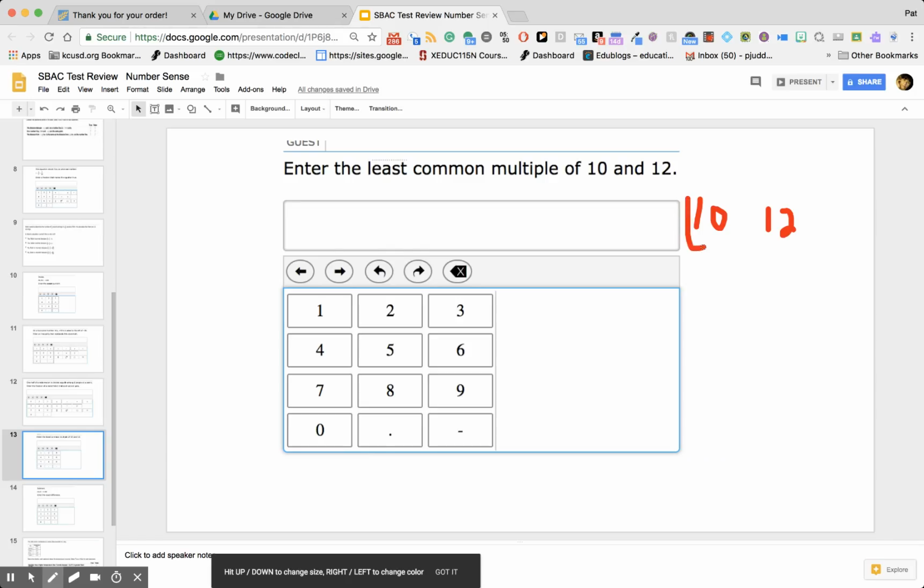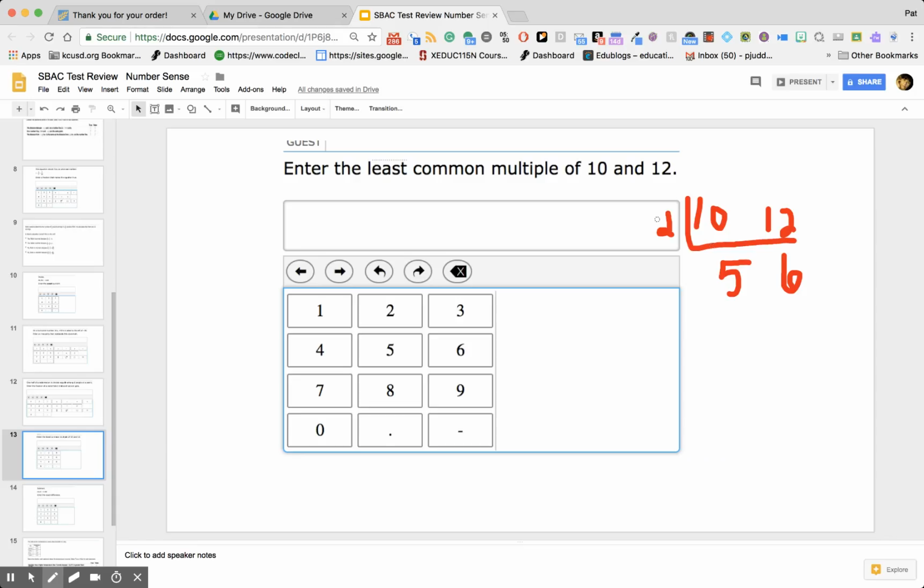I can pull out the prime factors. 2 goes into 10 5 times. 2 goes into 12 6 times. Is there any other prime factor I can pull out? And there is not. So now I'm going to multiply 2. And I'm going to multiply 5 times 6, get 30, and multiply that by 2. And my least common multiple is 60.